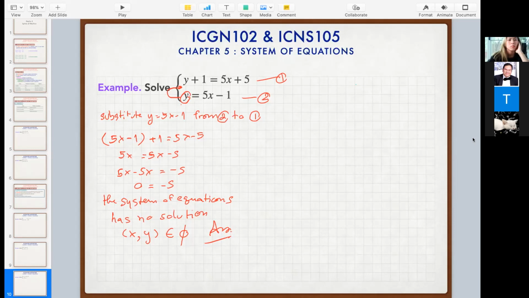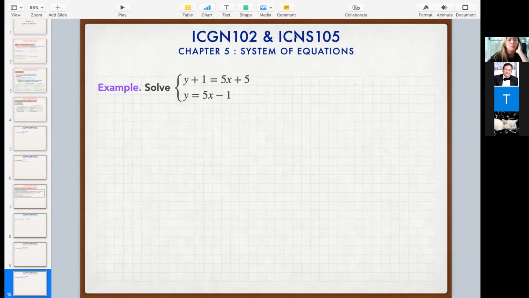Okay. So this one, we said that it doesn't have solution. When it doesn't have solution, you don't have to check because you don't have solution to answer anyway. We just state that, okay, this system doesn't have solution. Just that. So if you don't have any questions, let me move on to the next slide.